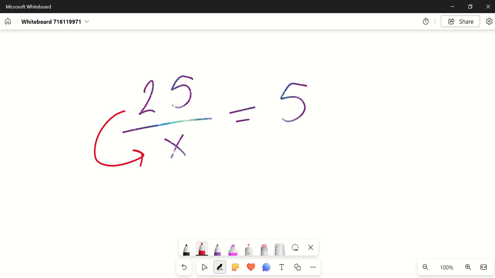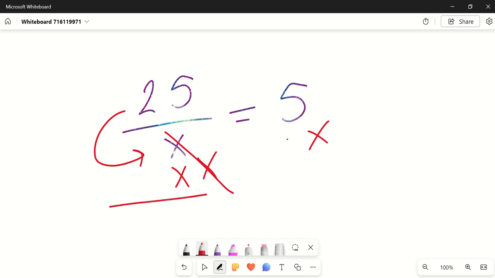What do I do to undo 25 being divided by x? I have to undo 25 being divided by x, which means I need to multiply both sides by x. So the variable is going to be moved. That goes away. This side times x. I know I'm using two x's.